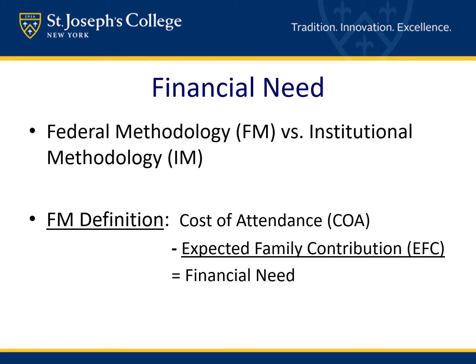The other method, called institutional methodology, would use something like the CSS profile or an institutional application to determine your financial need for that institution's own grants and scholarships. So you may see this if you're applying to some more selective private colleges. They may ask you to complete something called the CSS profile form, and they may use that and calculate a different financial need for you using institutional methodology.